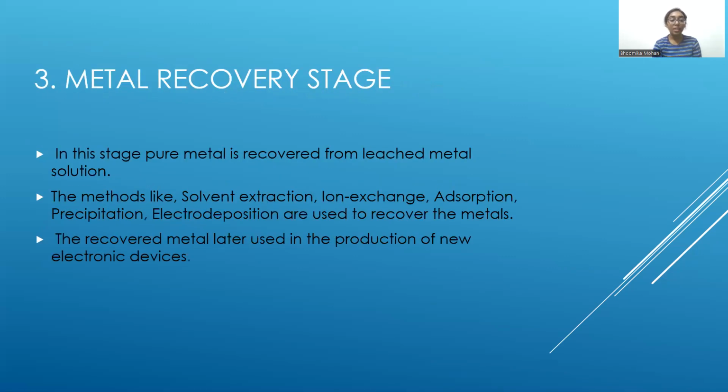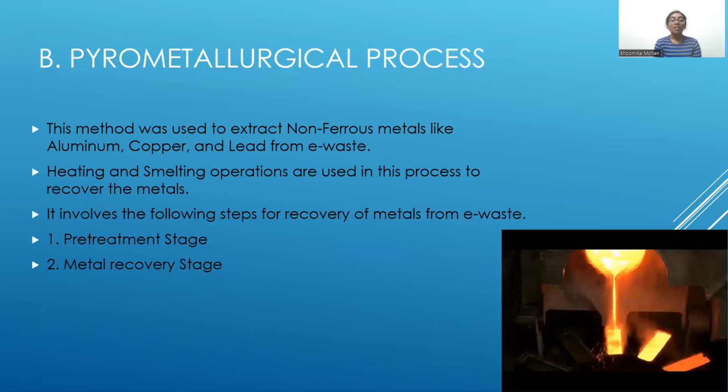Next, metal recovery stage. In this stage, pure metal is recovered from leached metal solution. Methods like solvent extraction, ion exchange, adsorption, precipitation, electrodeposition are used to recover the metals. The recovered metal is later used in the production of new electronic devices. The second type of process is the pyrometallurgical process. This method was used to extract non-ferrous metals like aluminium, copper, and lead from e-waste.